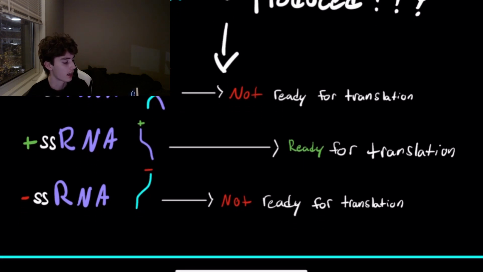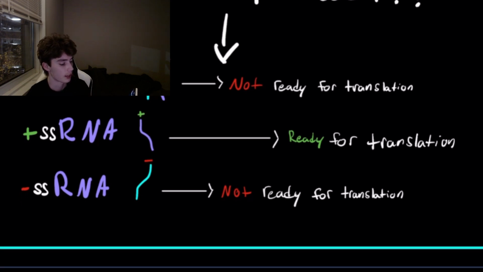Now we have a positive sense single-stranded RNA virus. That means it's ready for translation. At that point, positive sense means it's essentially already mRNA. It can go straight to translation, straight to the ribosomes to get converted into proteins. This is the fastest replication cycle for RNA viruses, because you don't have to get converted into mRNA. It's already mRNA, essentially. You can go straight to the ribosomes.